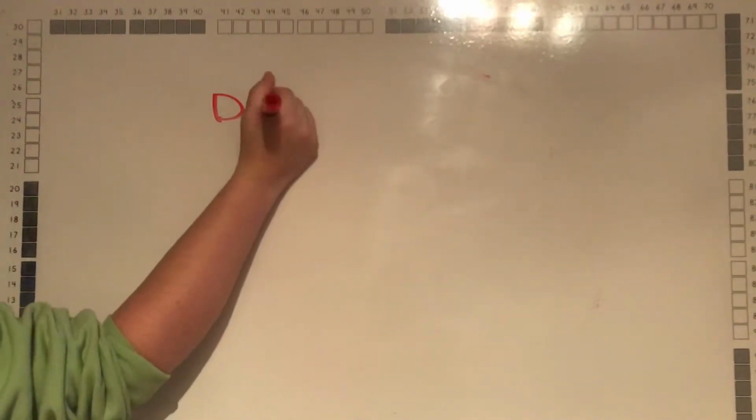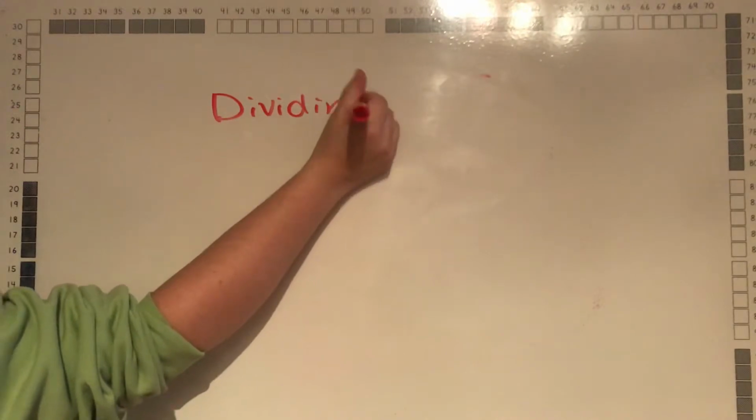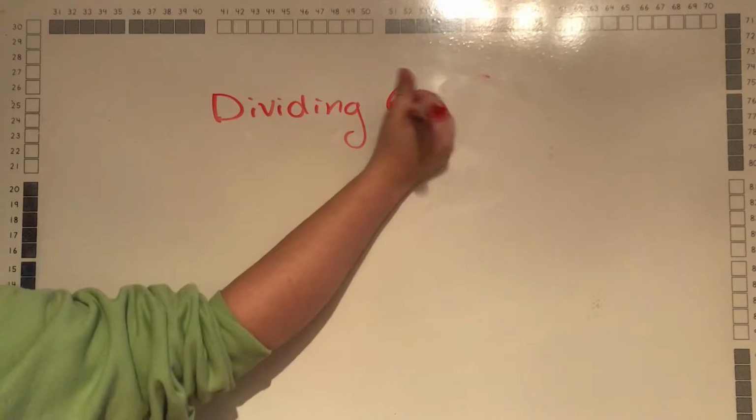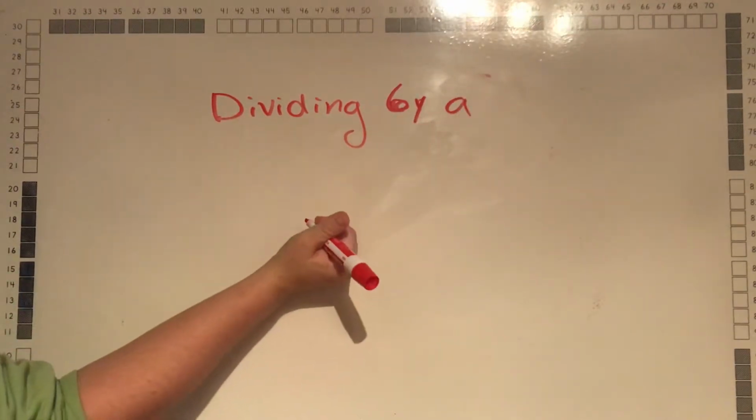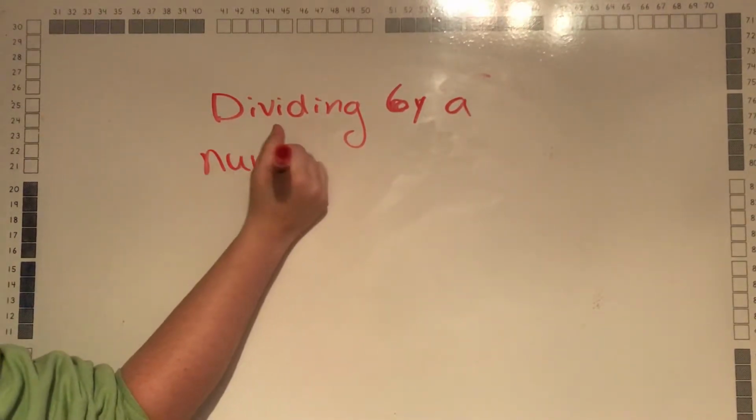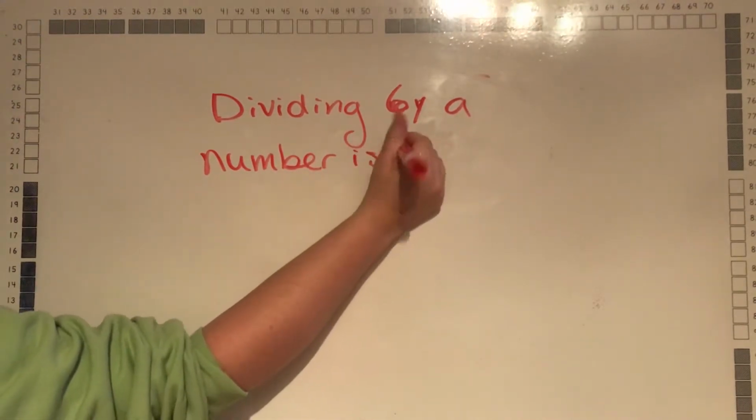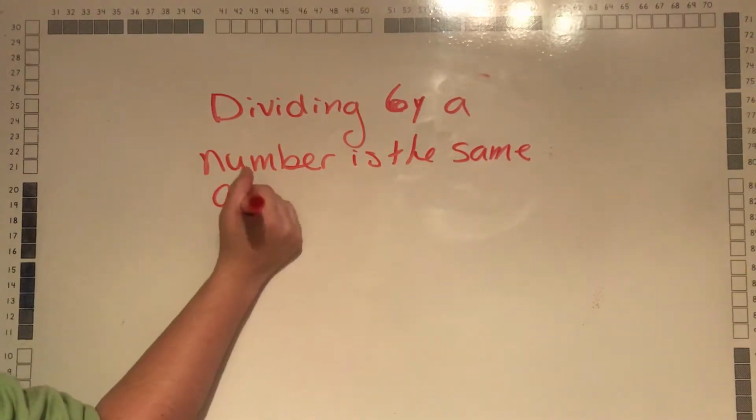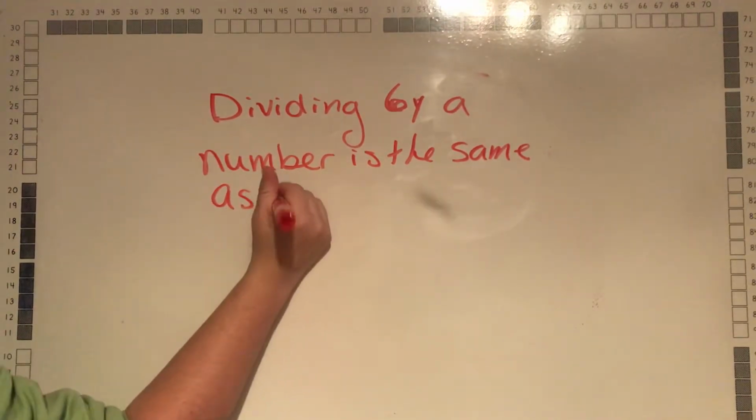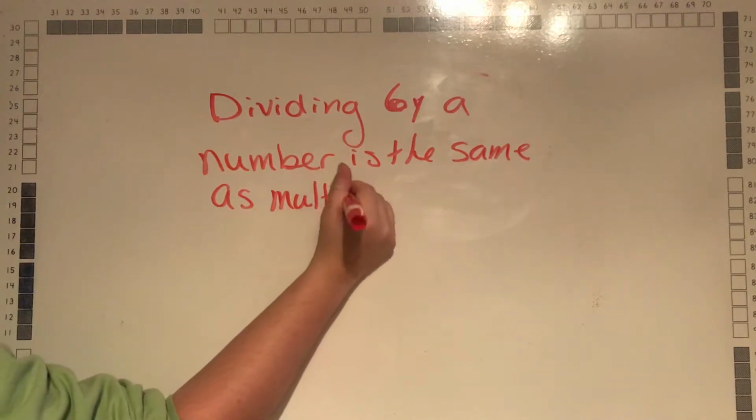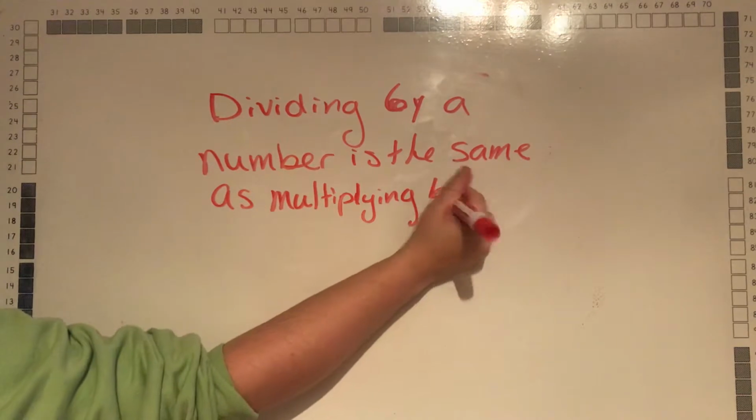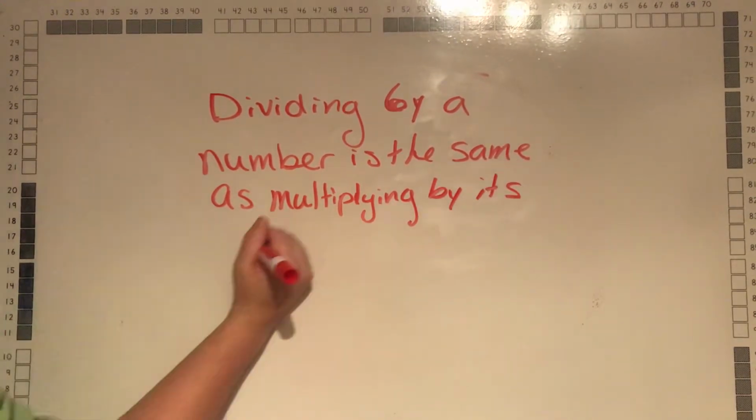So this is our rule for this chapter section. Dividing by a number is the same as multiplying by its reciprocal.